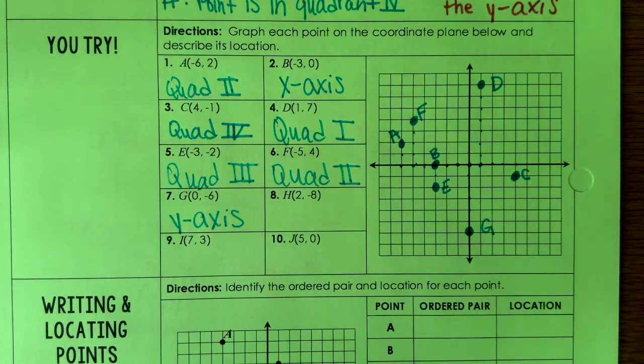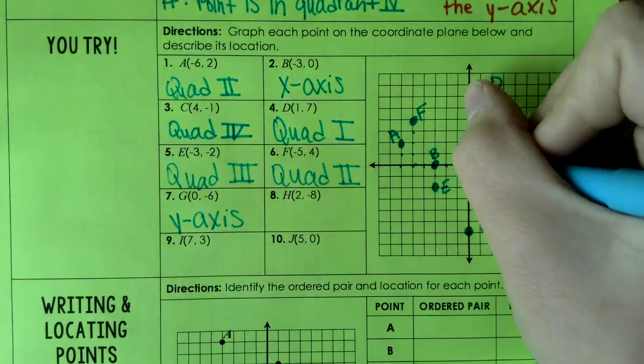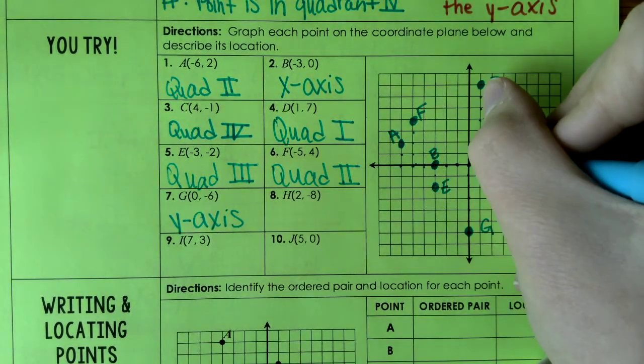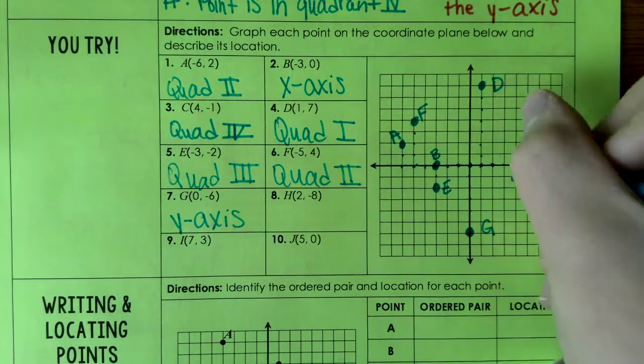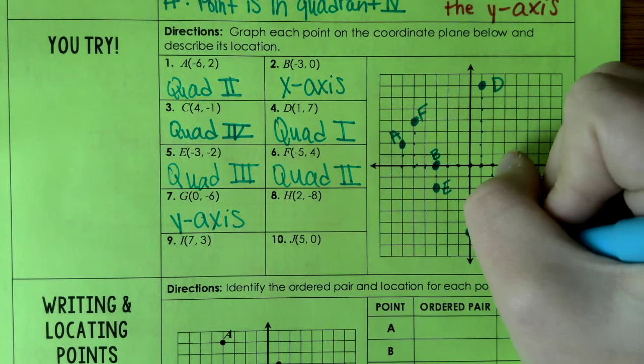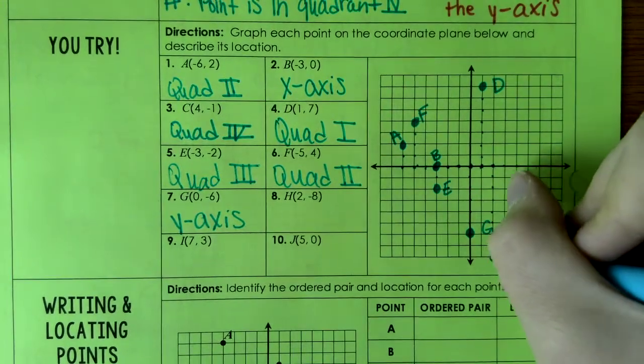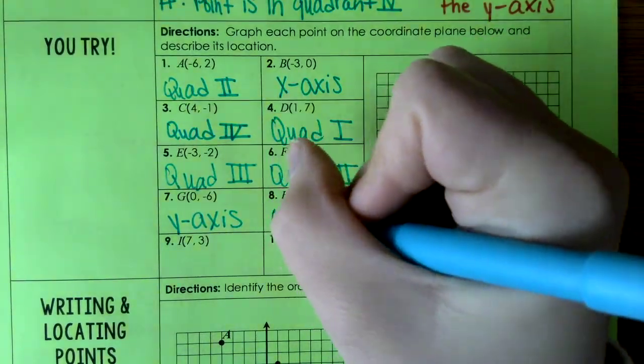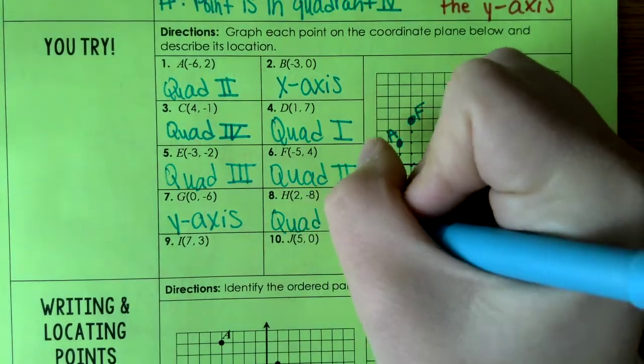Okay, now for point H, it says move forward 2. So this is 0, so 1, 2, and then down 1, 2, 3, 4, 5, 6, 7, 8. So there's my point H, and that is also in quadrant 4.